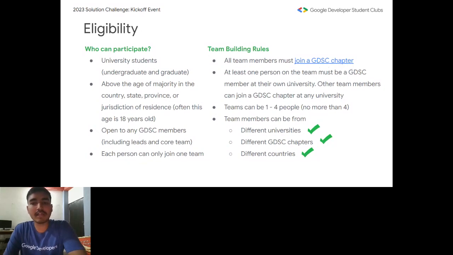The second criterion is that every member in the team should be a part of some GDSC chapter. It's not compulsory that he or she should be part of GDSC JEC. They can be part of any other chapter, like UIT or other colleges which have a GDSC chapter. So you can form these teams. There is also an 18-year-old age criterion, but I think we are all undergraduates, so we can skip this.